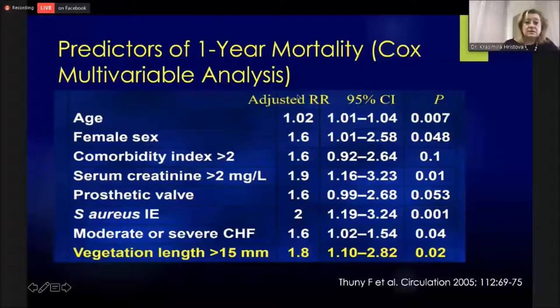Predictors for the 1 year mortality of another study are conducted again with the vegetation length more than 15 millimeters. Moderate or severe chronic heart failure is associated with a high risk of 1 year mortality. Female sex is also associated with higher mortality, and comorbidity index more than 2 is also a high risk for mortality.